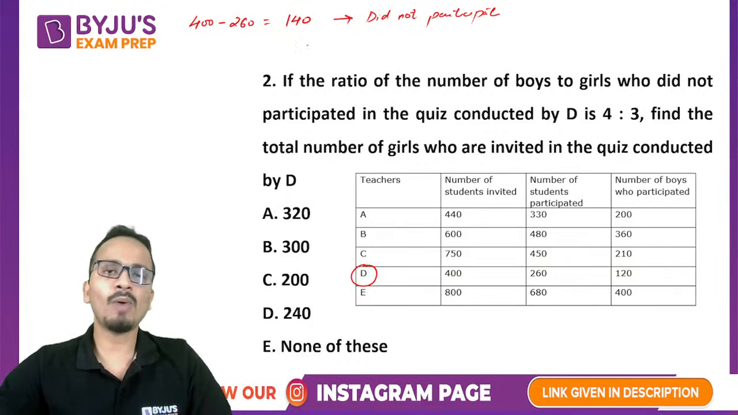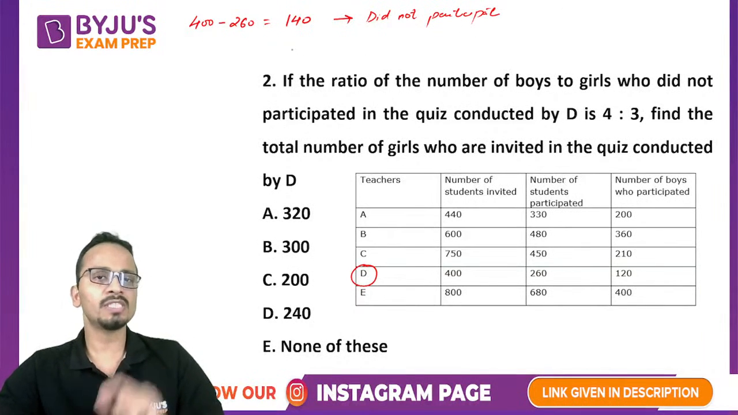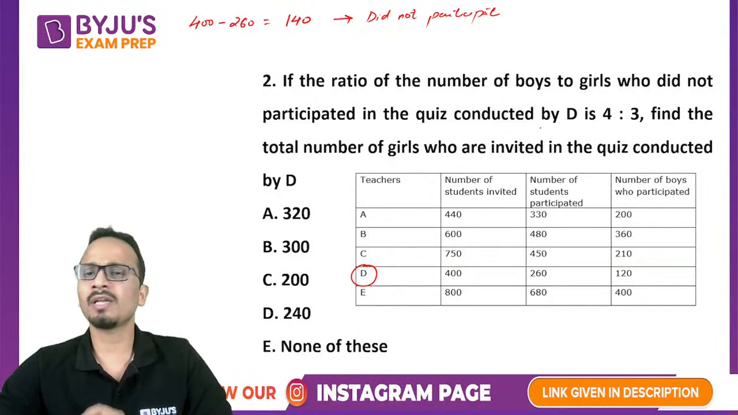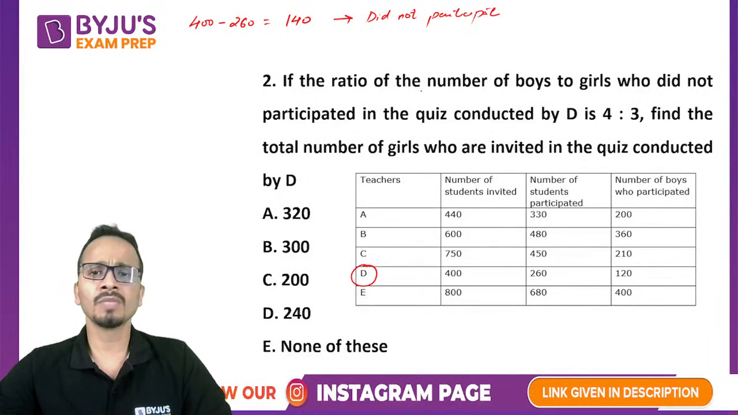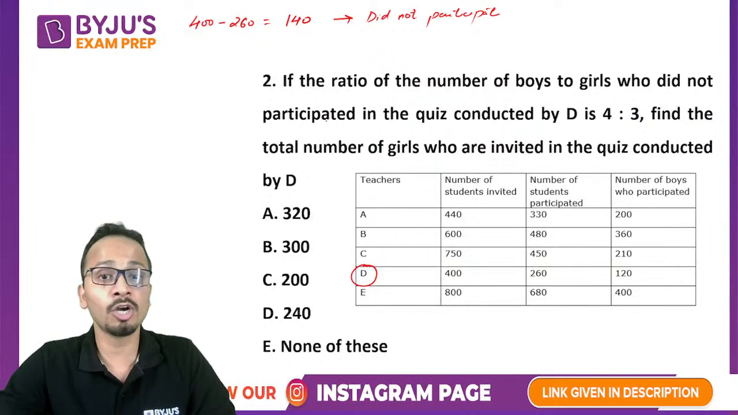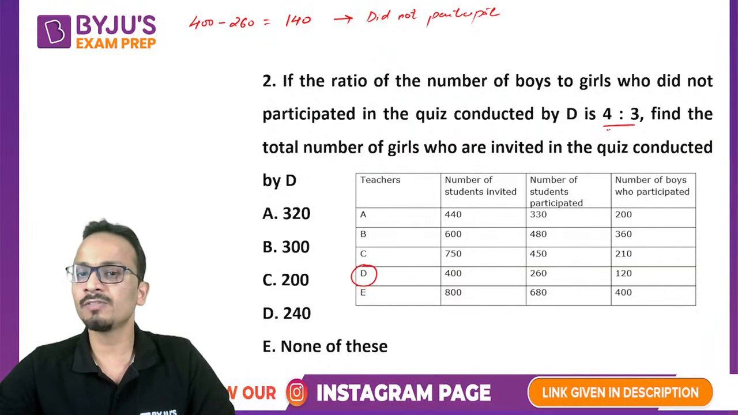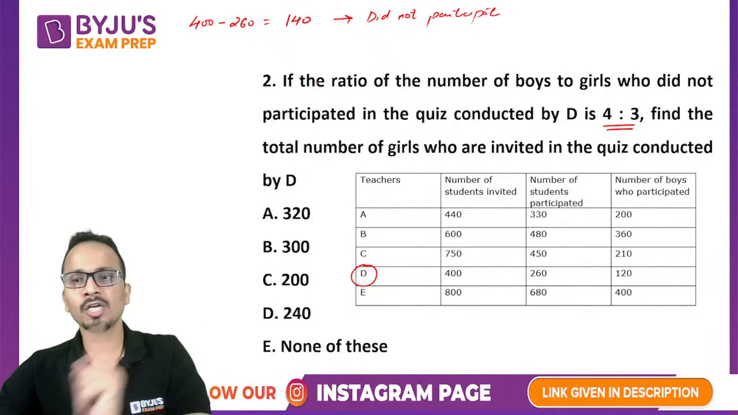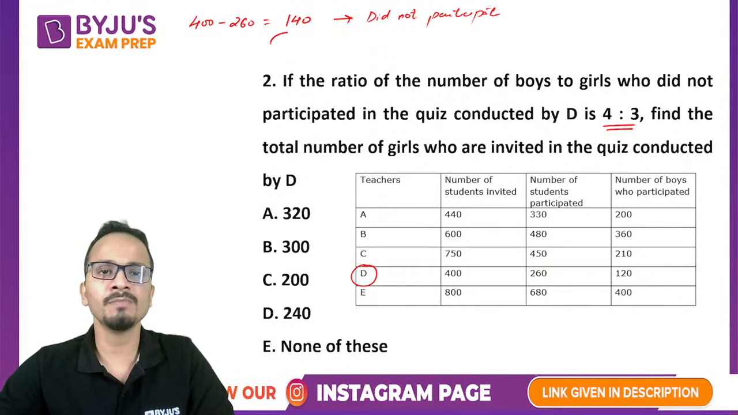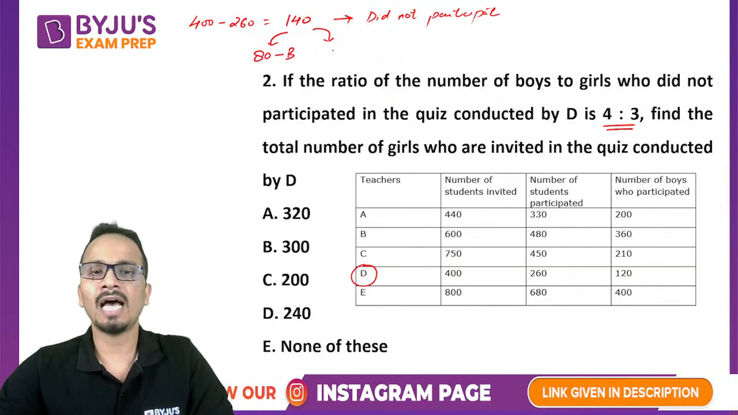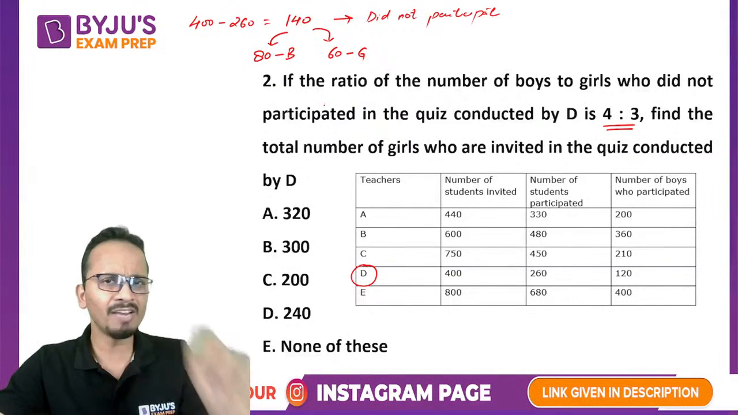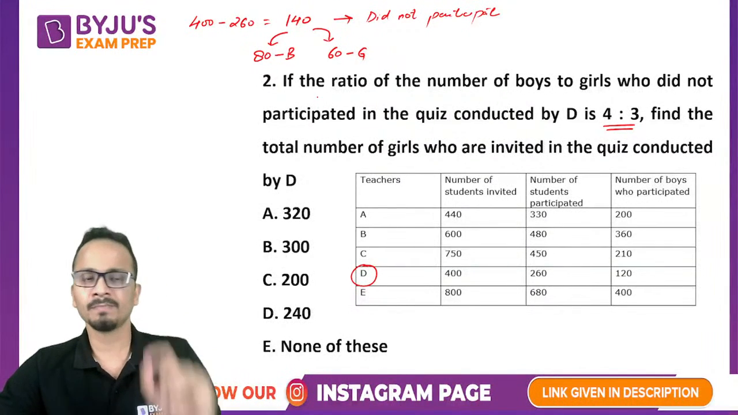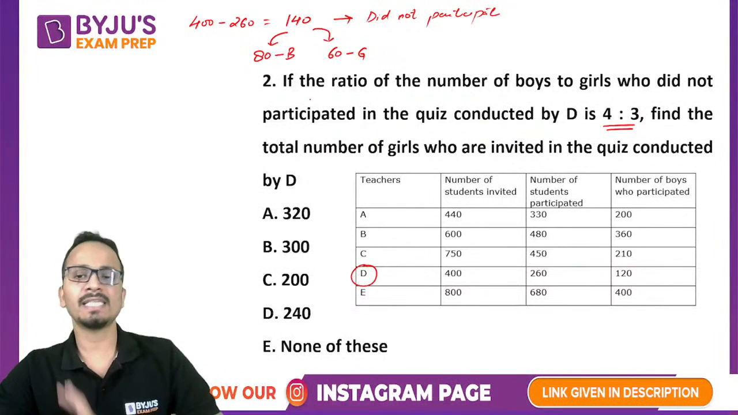All right. Now I can divide these 140 students among girls and boys because the ratio is given in the question. The question says that the ratio of the number of boys to girls who did not participate in the quiz is 4:3. So 140 when divided in the ratio 4:3 will give you 80 boys and 60 girls. So out of 140 students who did not participate, there are 80 boys and 60 girls.